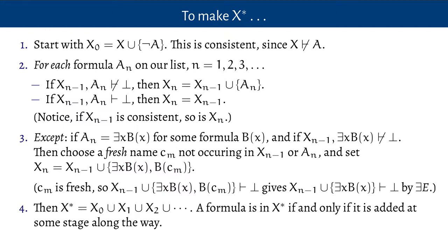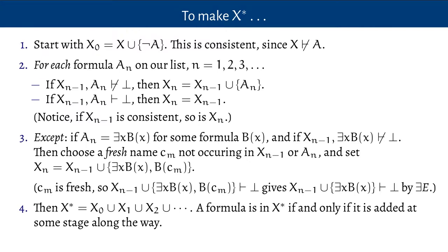And then the result of the process is just the result of doing this again and again and again, stage after stage after stage. So a formula is going to be in my endpoint for this infinite process if and only if it was added at some stage along the way. So if I want to figure out whether my formula gets in, I just look and see where on the list it's going to be considered and just do the process up to then and say, did it get added in? And if it did, then it's in my set X star. And if it isn't, then it isn't.